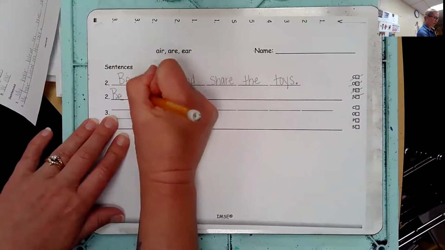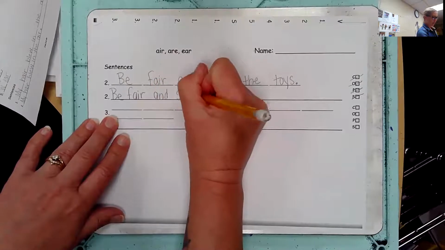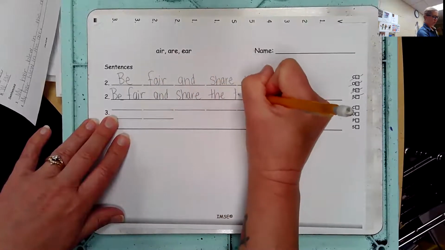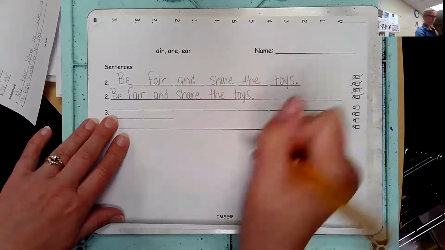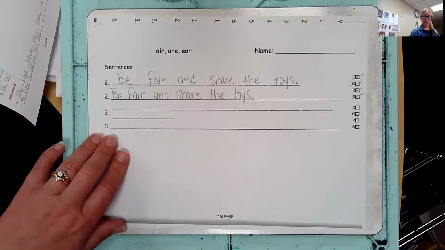Be fair and share the toys. Awesome. Okay, let's finish this up with sentence number 3.